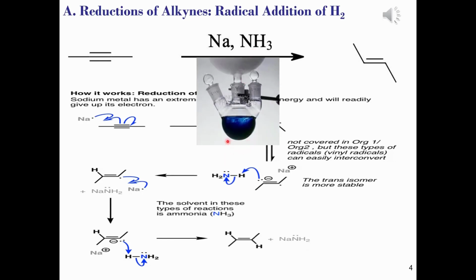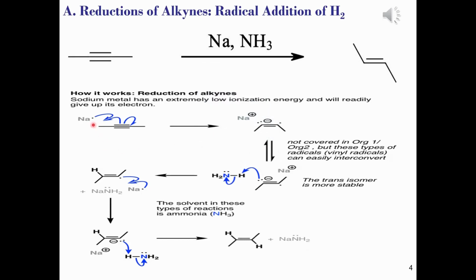So the intense blue colour we see is due to the presence of solvated electrons that are swimming around in this ammonia solution. Now, when the alkyne is added, sodium gives up its electron and one of the pi bonds of the alkyne breaks. This forms a carbanion and at the same time a vinylic radical. This can interconvert from the cis version to the trans version, and this is where the stereochemistry of the trans product comes from. The electrons are arranged in such a fashion that the trans isomer ends up being more stable because of the reduction of steric hindrance between those electron pairs and that lone electron.